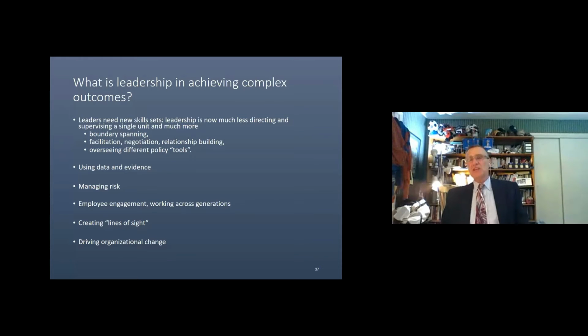Now, their individual task may not be all that sophisticated. It could be kind of mundane, processing a form, writing a report, something like that. But people are going to be most motivated, most engaged, and work the hardest when they have a very clear line of sight between what they're doing and the outcomes that they're trying to achieve.